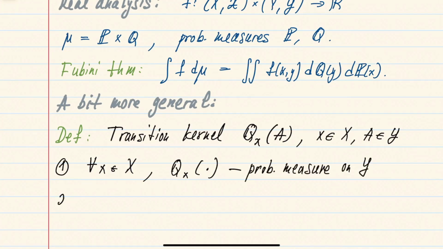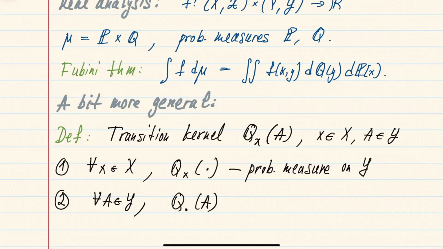And the second condition is that for every measurable set A in 𝒴, when you view q as a function of x, so for a fixed set A, when you view it as a function on the first coordinate x, it is a measurable function on that space, with respect to the sigma algebra 𝒳. And given this transition kernel, you can generalize the definition of this measure mu on the product space as well as Fubini theorem as follows.